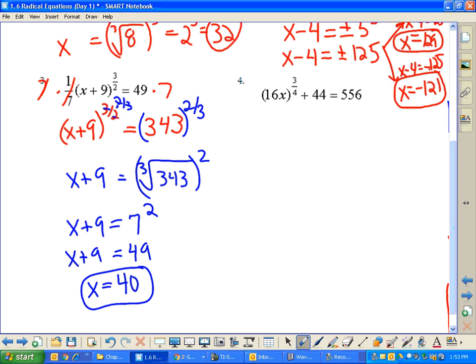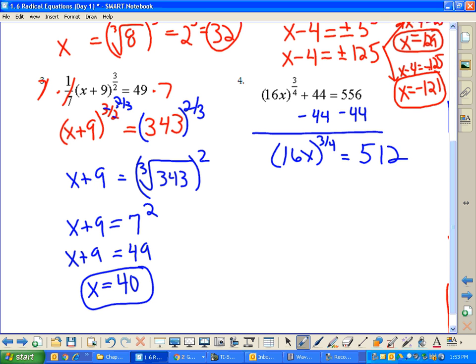Alrighty. Anybody want to tell me what I would do first on number 4? Go ahead, Tyler. Nice. Oh my goodness. 556 minus 44. What are we, like 512-ish? Yeah. I wouldn't divide yet by 16. No. I need to get rid of that 3/4. So I'm going to go ahead and do what, Tyler? Yeah. Wow, boom.